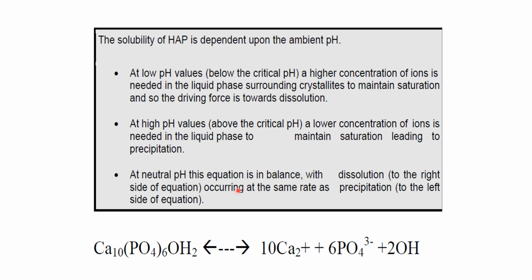At a neutral pH, this equation is in balance. You can see there is dissolution to the right of the equation, and similarly precipitation also occurs. So the aim should be to maintain a high pH value and to prevent low pH values. A low pH value happens when the chemicals are more inside the oral cavity, and the process of erosion can start.